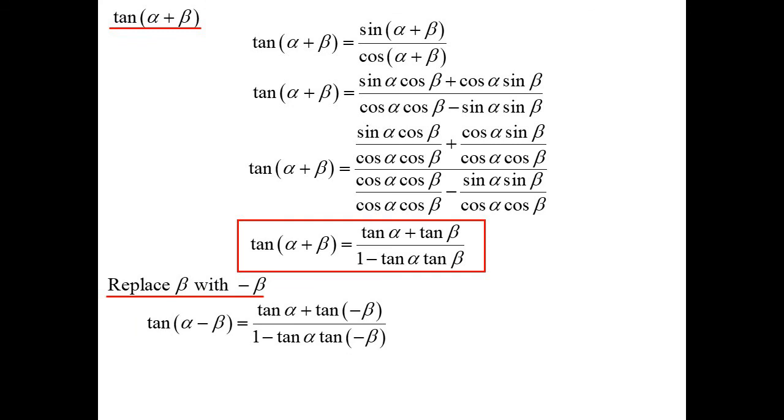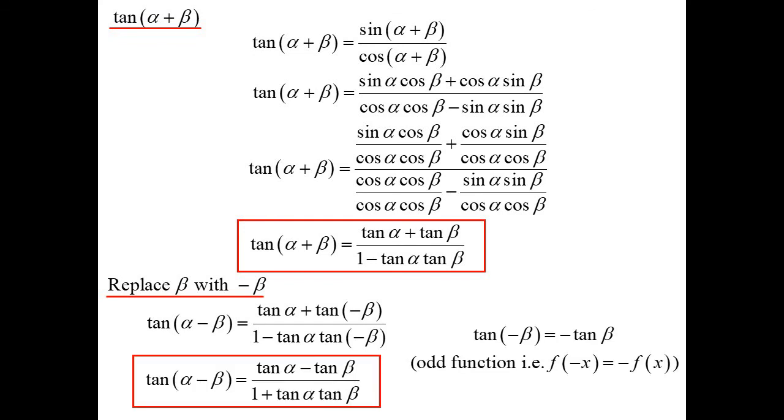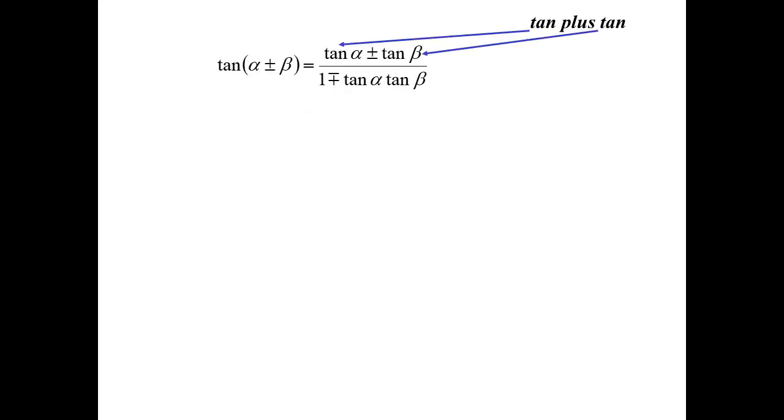Let's replace it with minus beta and see what happens. Now, tan, odd function. So therefore, we get tan of alpha minus beta is tan alpha minus tan beta on 1 plus tan alpha tan beta. Again, comparing the signs, notice on the top of the fraction, it's the same, but then on the bottom of the fraction, it's the other sign. So how do we remember this one? It's easy. It's tan plus tan on 1 minus tan tan.